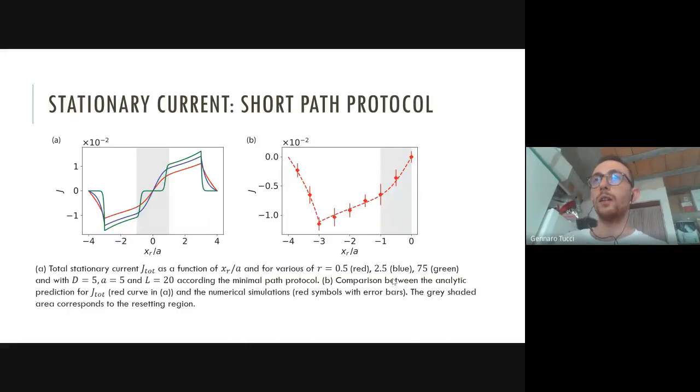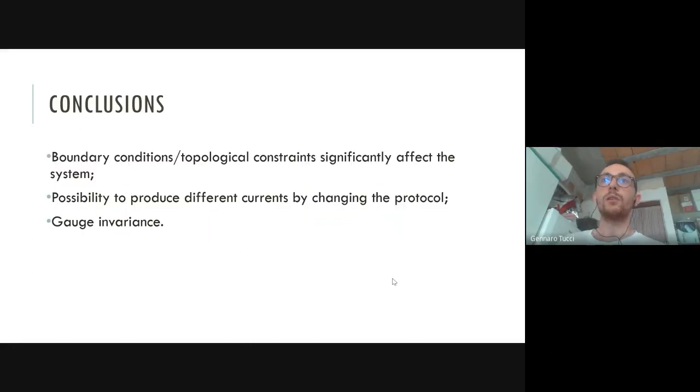Finally, as a conclusion, what is nice about this problem is that we can see how topological constraints, the fact that we don't have an open geometry but a ring, modify the features of a system. In particular, we see how it is possible to generate infinitely many currents on which we have complete control. And we see how all these currents converge to the same probability distribution.